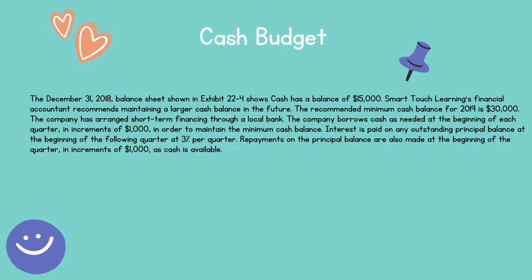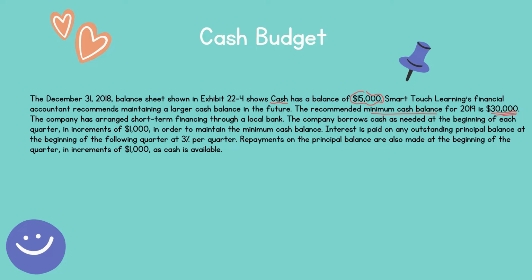Now let me explain the question here. The December 31st, 2018 balance sheet shown in Exhibit 22.4 shows cash has a balance of 15,000. So this is in the balance sheet. Smart Touch Learning Financial Accountant recommends maintaining a larger cash balance in the future, so they need more than 15,000. Now he's saying the recommended minimum cash balance for 2019 will be 30,000 each quarter.